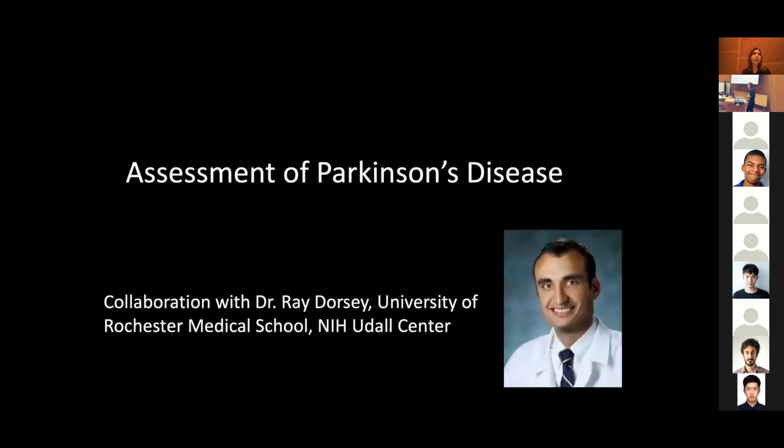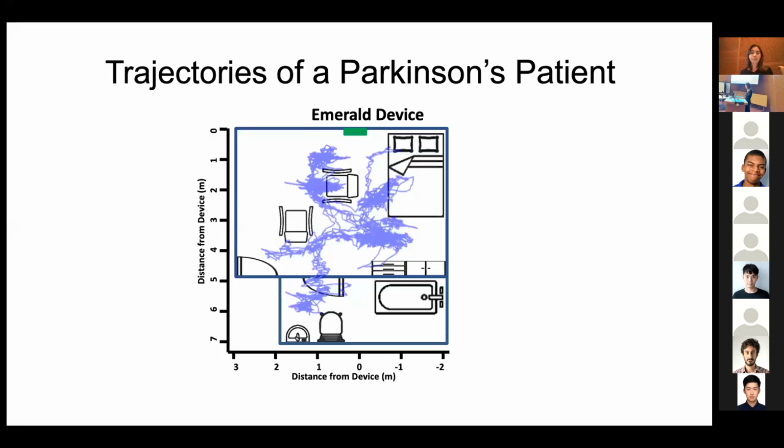So the first set of results are in collaboration with Dr. Ray Dorsey at the University of Rochester Medical School and also the NIH Udall Center. And I'm going to just touch briefly on these results. And also there are other collaborators on this Parkinson's study, including Mayo Clinic and MGH. First, I just want to show you an illustrative result here.